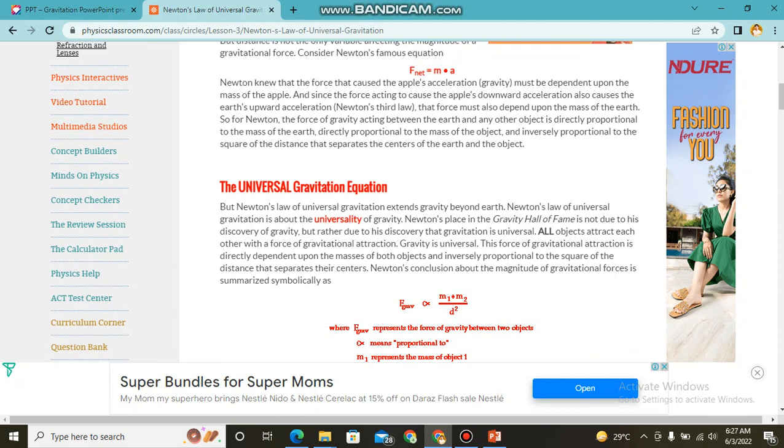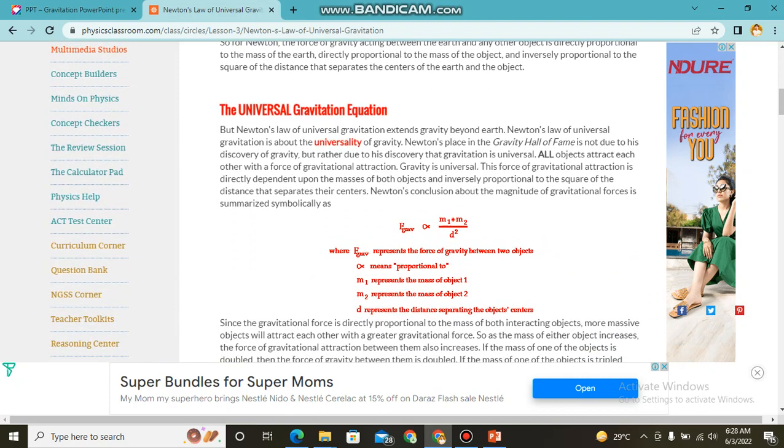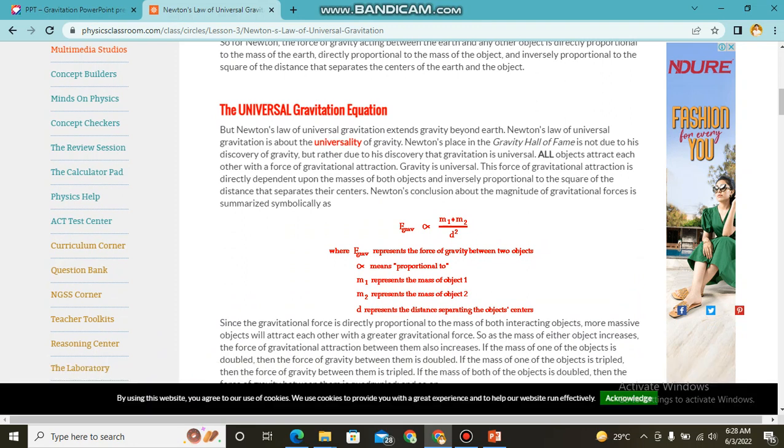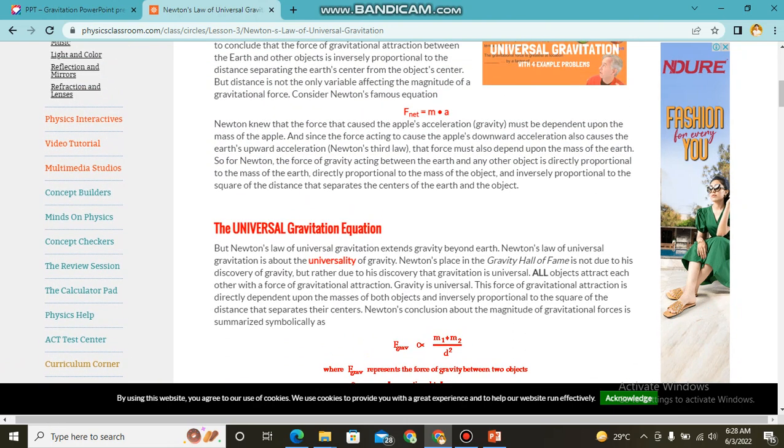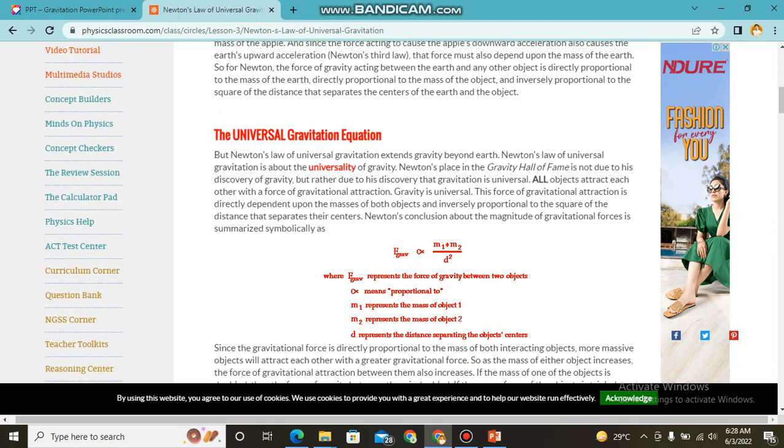Here is the equation: F equals G times m1 times m2 over d squared. d represents the distance that separates the objects' centers. m1 represents the mass of the first object, and m2 represents the mass of the second object, that is, the Earth and the other object we discussed. So here is the universal gravitational equation.